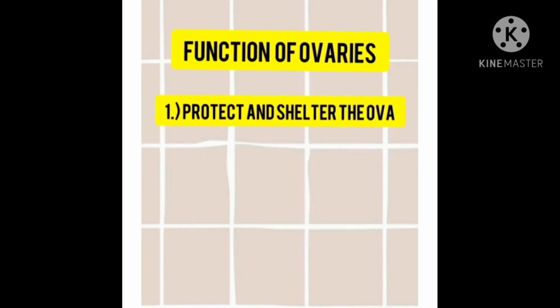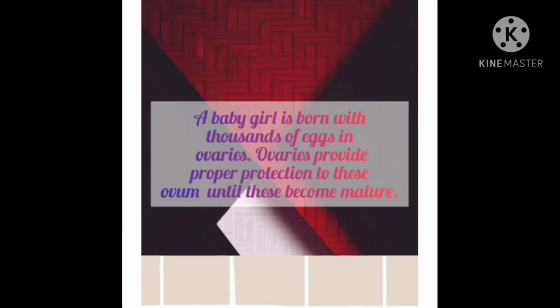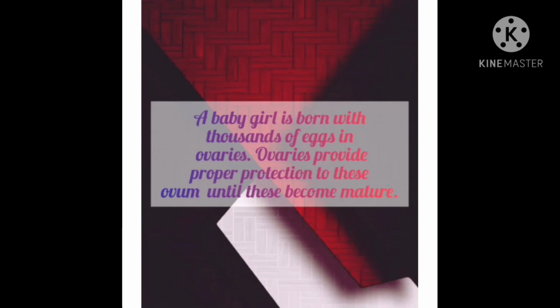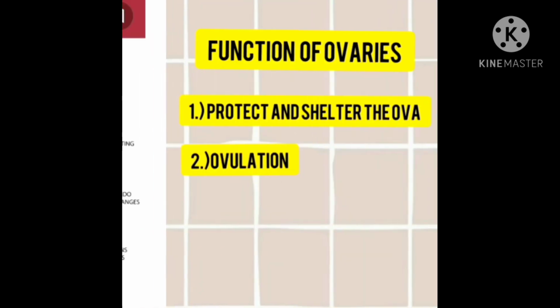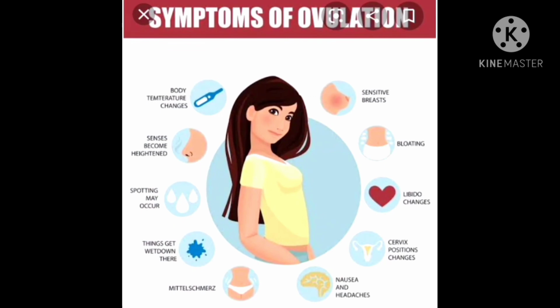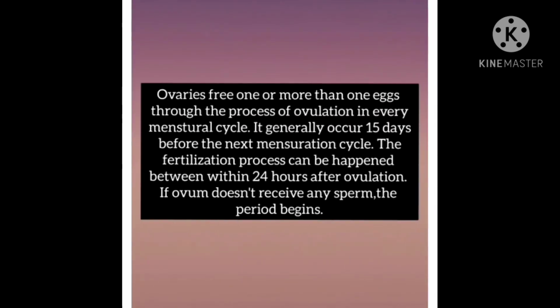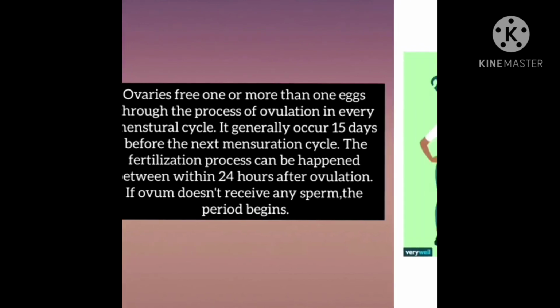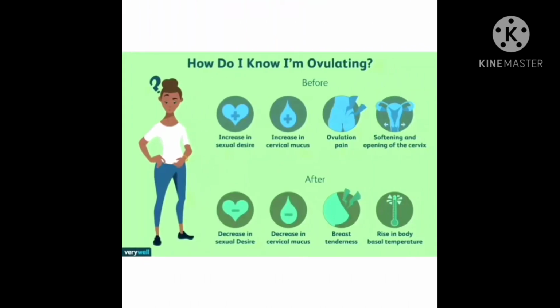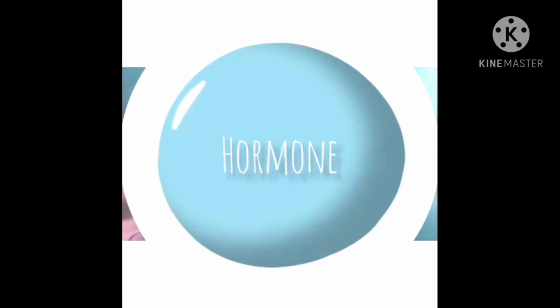Functions of ovaries. First, protect and shelter the ova. A baby girl is born with thousands of eggs in the ovaries. Ovaries provide proper protection to these ova until they become mature. Second, ovulation. Ovaries release one or more eggs through the process of ovulation in every menstrual cycle. It generally occurs 15 days before the next menstrual cycle. Fertilization can happen within 24 hours after ovulation. If the ovum does not receive any sperm, the period begins.